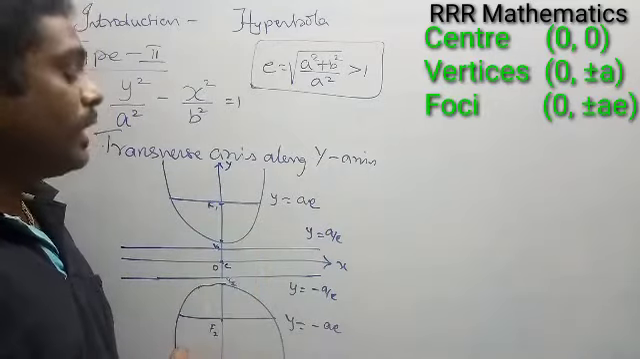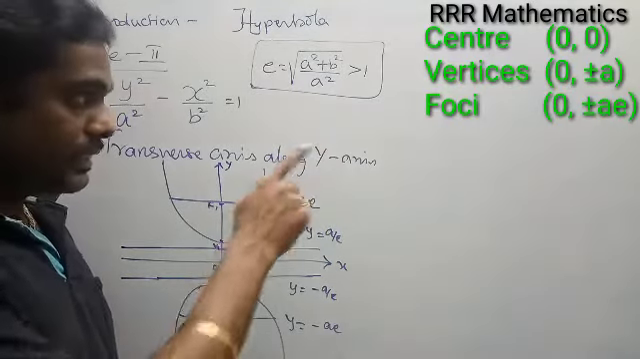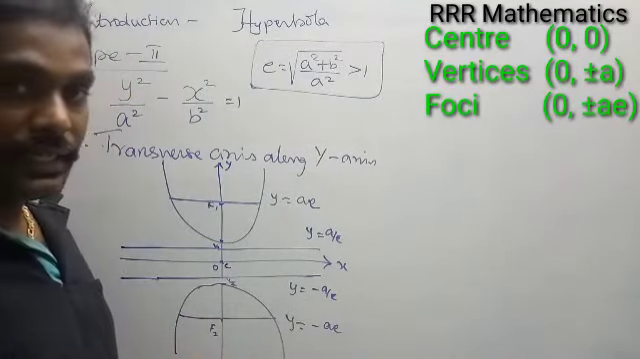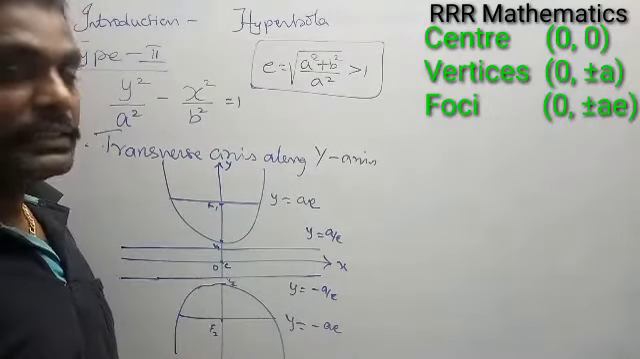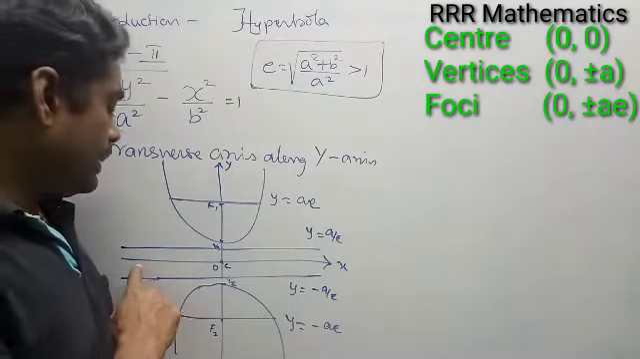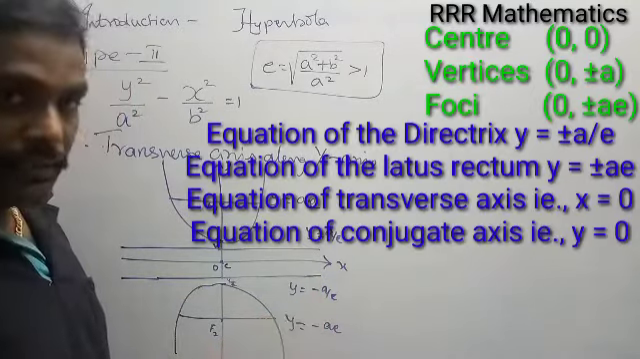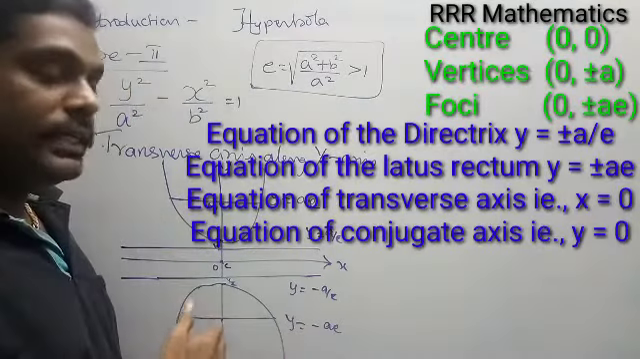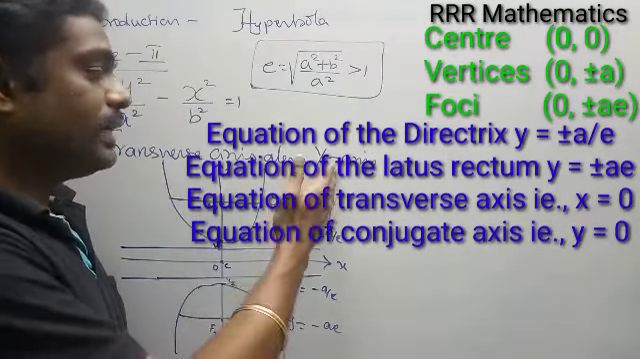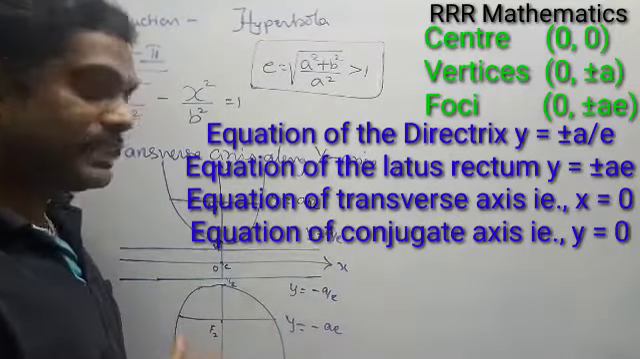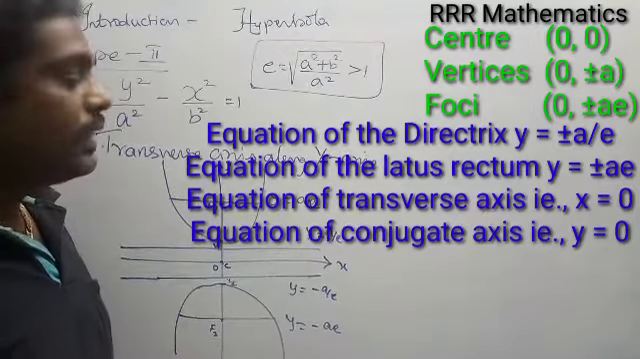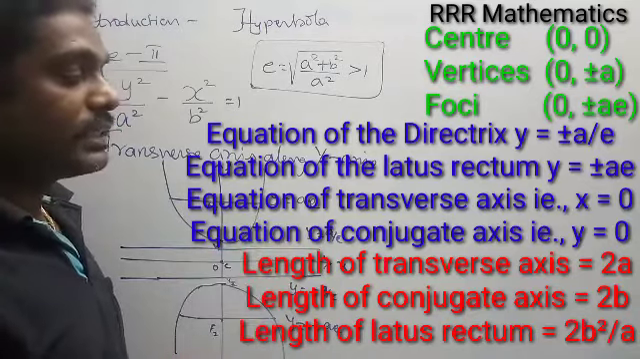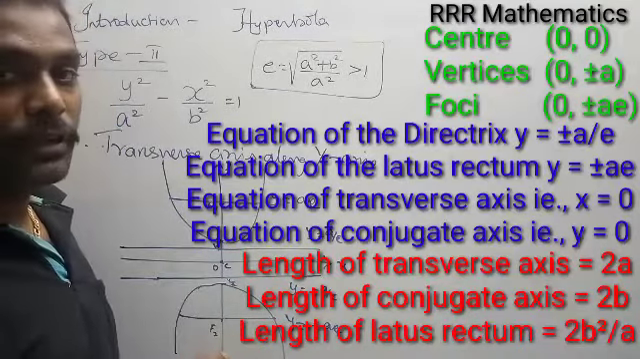Therefore, the structure of the hyperbola will be like this. It gives the center 0, 0, foci 0, plus or minus a e. Because the points lie on the y axis, the x coordinate is 0. Equation of the directrix y equal to plus or minus a by e. Equation of the latus rectum y equal to plus or minus a e. Here, transverse axis is the y axis, that is x equal to 0. Conjugate axis is the x axis, whose equation will be y equal to 0. Length of transverse axis 2a. Length of conjugate axis 2b. And length of latus rectum, which can be calculated by using the same formula, 2b square by a.